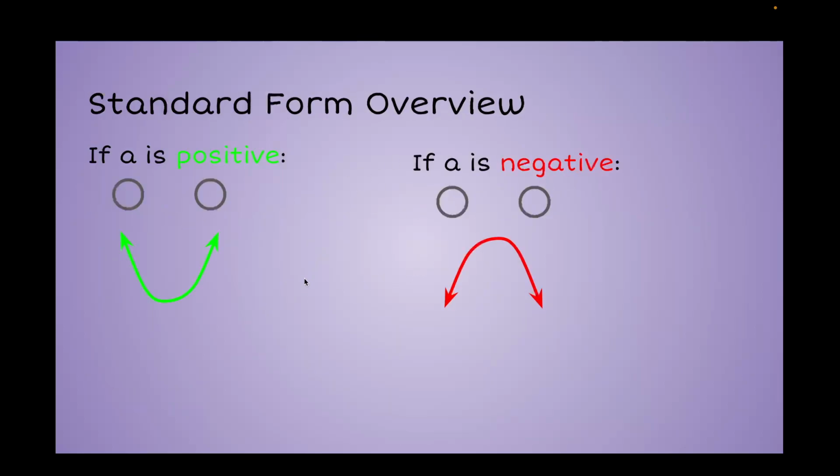Here's a little graphic for you. If a is positive, you can think of it as happy, positive, happy. So it's shaped like a happy face. And when it's negative, it goes down, down on both sides. So this is the overview. This is really all you need to know. The worksheet's pretty chill.